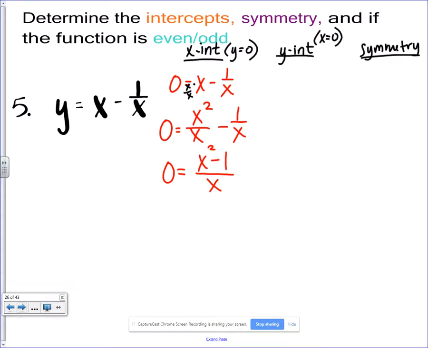x-intercept. So if I want this to be 0, what do I know about that fraction? How do I make a fraction be equal to 0? The top has to be 0. So I need the numerator to be equal to 0. And what will make that numerator be equal to 0? So how many times does this thing cross the x-axis? Twice, at +1 and at -1.